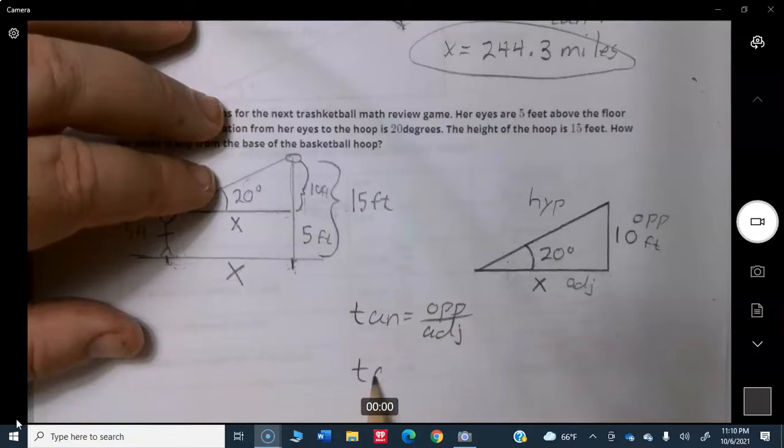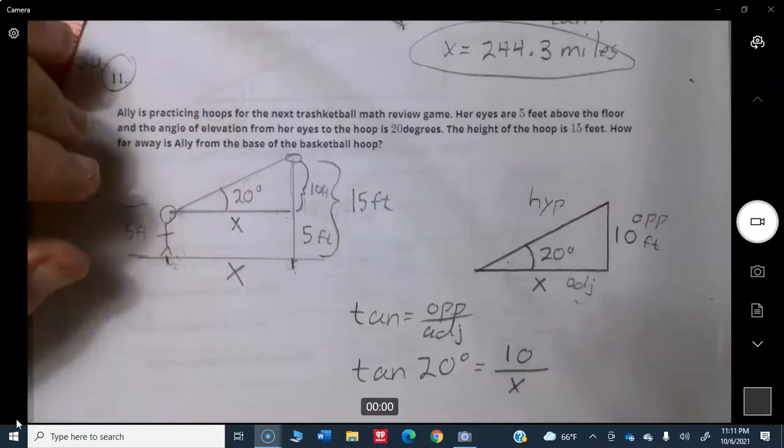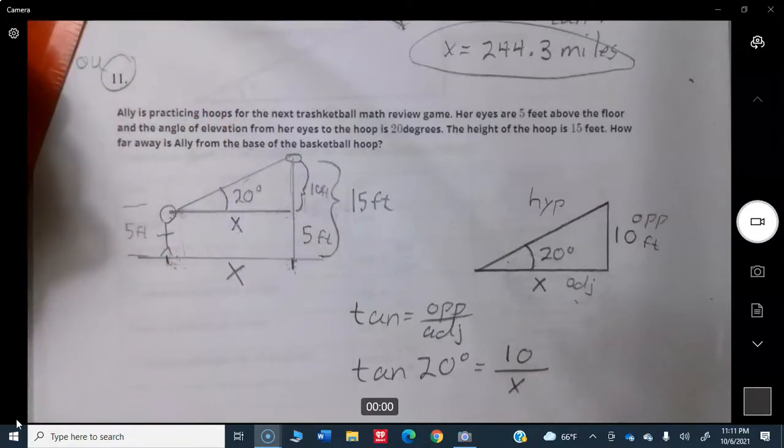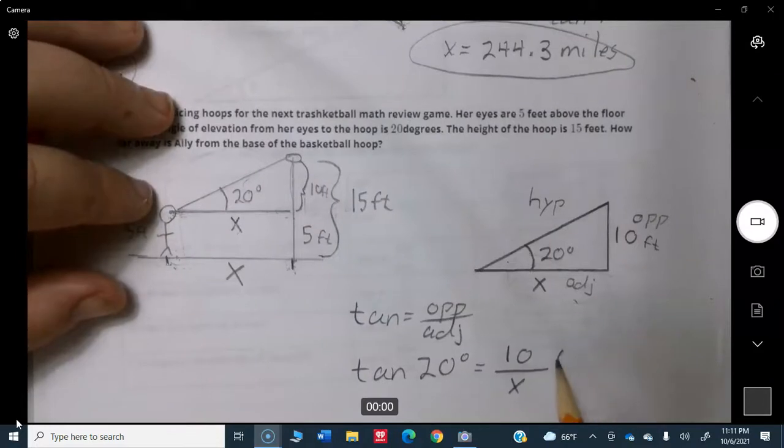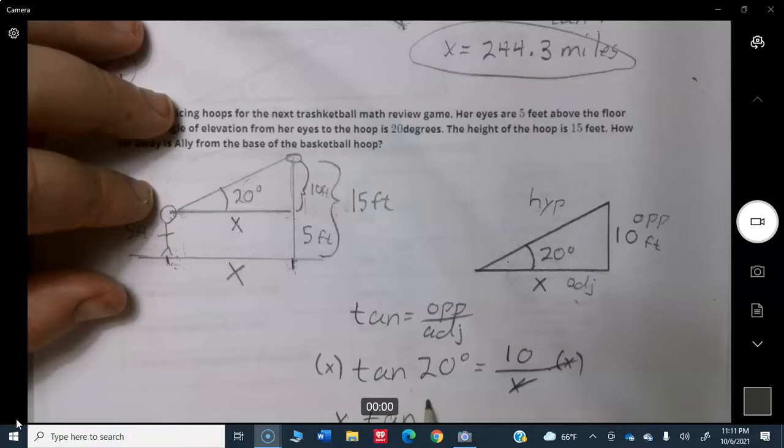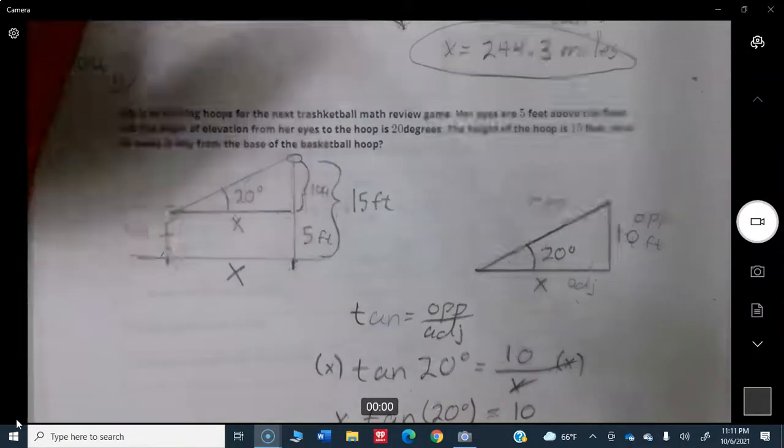So we'll put numbers to it. The tangent of 20 degrees equals the opposite, which is 10 feet, over the adjacent, which is unknown feet. That's what we want to know. That's the final answer to our problem. So we're going to multiply both sides by X. Cancel. And now we're going to divide. Let's go ahead and rewrite it down here. X times tangent of 20 degrees equals 10.